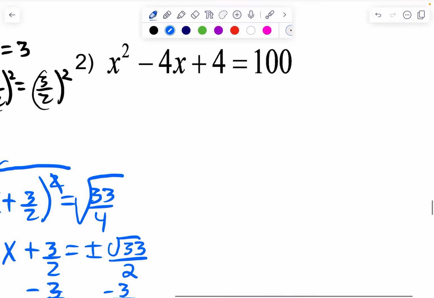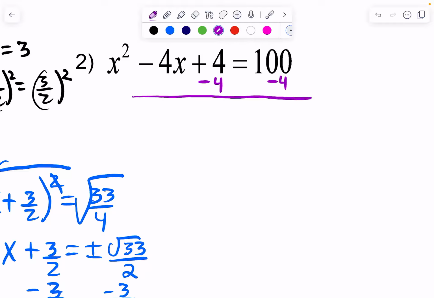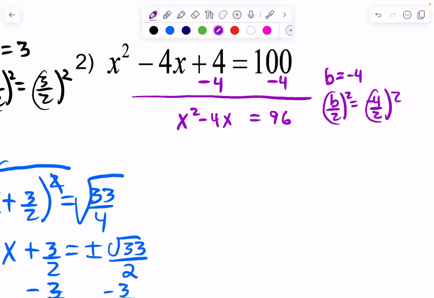Number 2, we're going to isolate the x squared and the bx. So I'm going to go ahead and subtract 4 from both sides, leaving me with x squared minus 4x equals 96. Now I'm going to go ahead and complete the square. My b in this case is negative 4. My b over 2 squared in this case is negative 4 over 2 squared, which will equal negative 2 squared. So I'm going to add my b over 2 squared to both sides. So I'm adding that negative 2 squared to both sides.